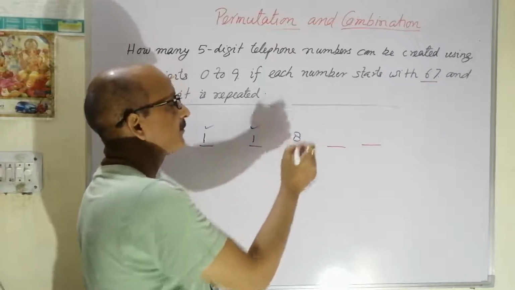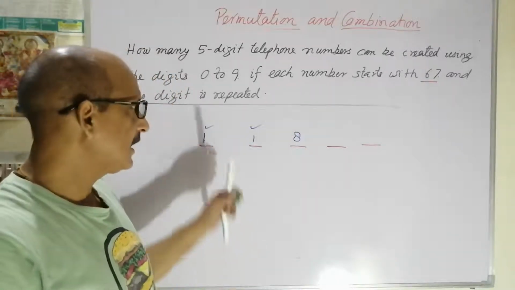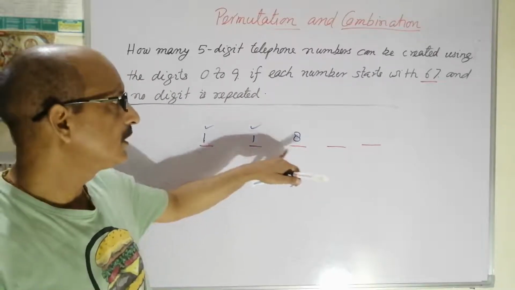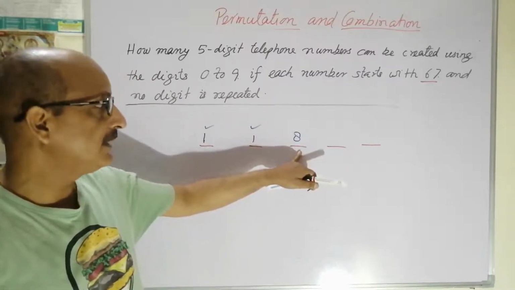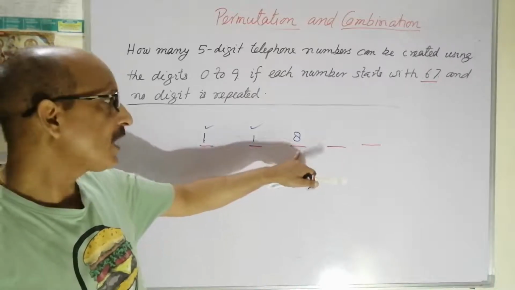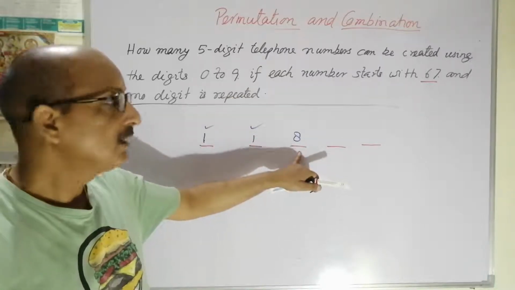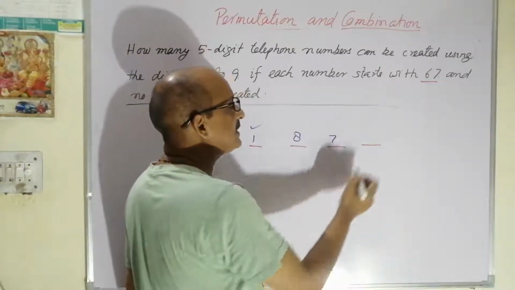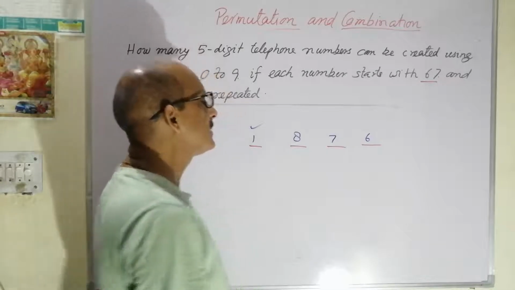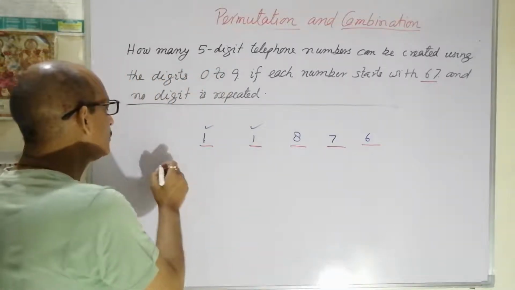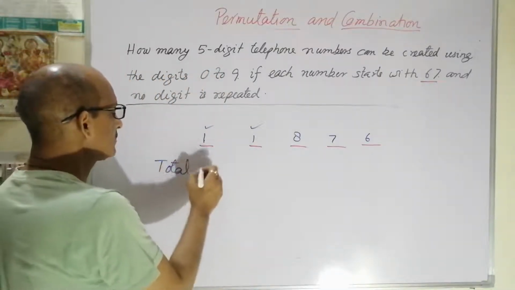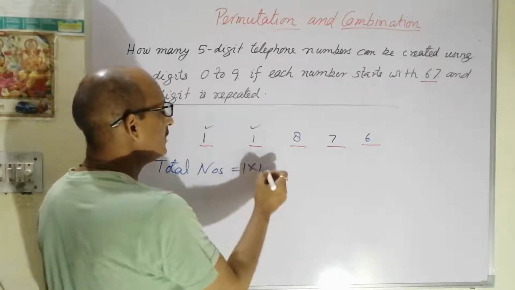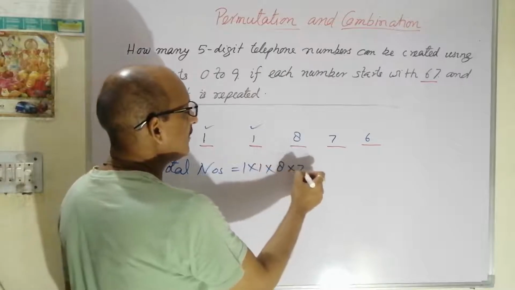Only 8. So there are 8 digits that can be filled at this place. Now one digit is also used here, so how many digits are still left? 7. So this can be filled in 7 ways, and this can be filled in 6 ways. Okay, the total phone numbers are 1 into 1 into 8 into 7 into 6.